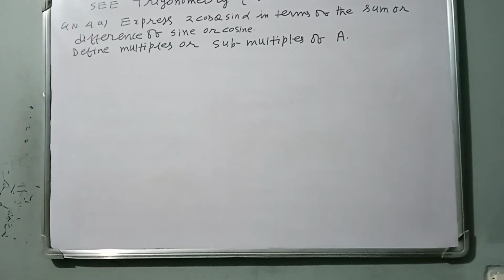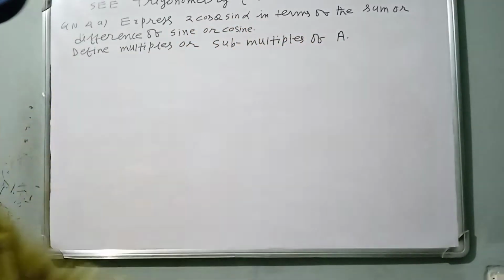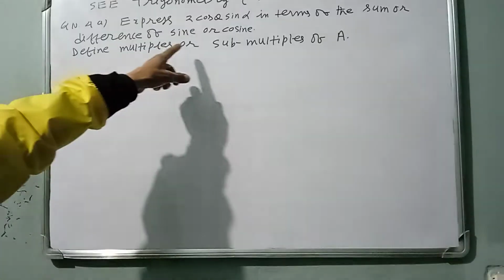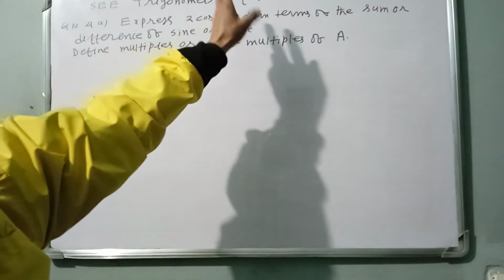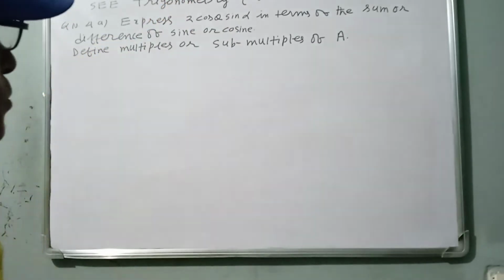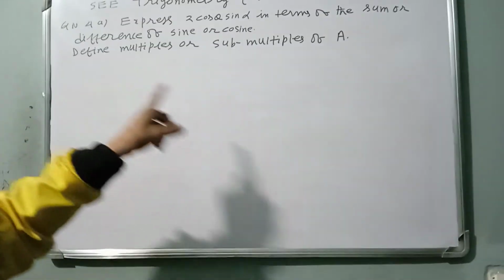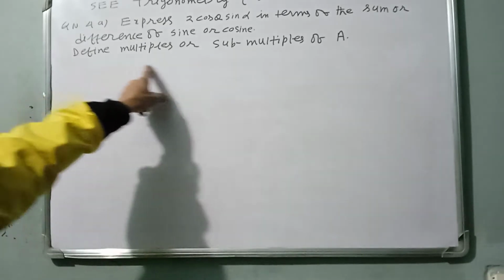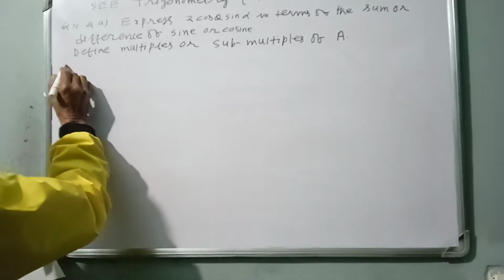Question number 4a. Express twice cos theta sin alpha in terms of the sum or difference of sin or cosine. यहाँ के दिएको छ 2 cos theta sin alpha. एंगल हेरौँ, 2 cos theta sin alpha in terms of the sum or difference of sin or cosine. Define multiples or sub-multiples of A. Solution.